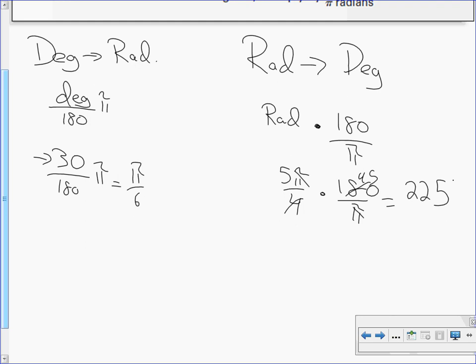It is very straightforward. There's no tricks to it. Just remember, going from degrees to radians, it means you have to have pi in your answer. And to go the other direction, you won't necessarily have any pi left. This is a very simple thing to do. So what I'd like to do with these radians and degrees is start with the unit circle and walk through all the important angles.